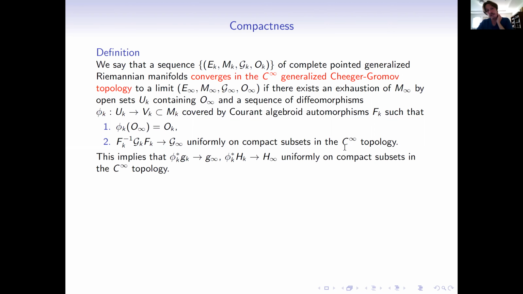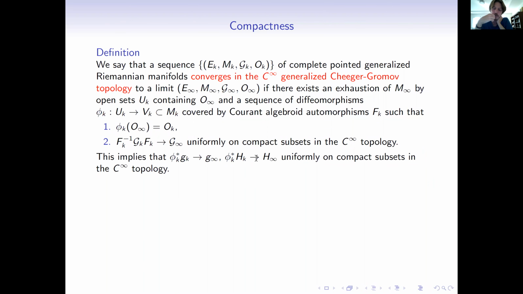And this implies the sort of more classical fact that if you just pull back the underlying Riemannian metrics along the sequence, those will converge to the limiting Riemannian metric in C infinity. And if you pull back the torsion 3 forms, those will converge to the limiting torsion 3 form uniformly on compact sets in C infinity.